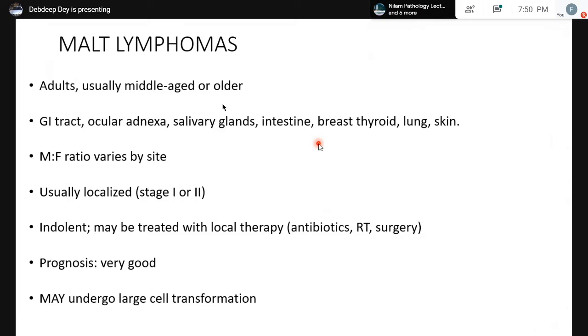It is usually localized, stage 1 or 2, and normally indolent, sometimes even treated by local therapy such as antibiotics, as in Helicobacter pylori-induced marginal zone lymphoma. It has a very good prognosis, however, it may undergo large cell transformation.